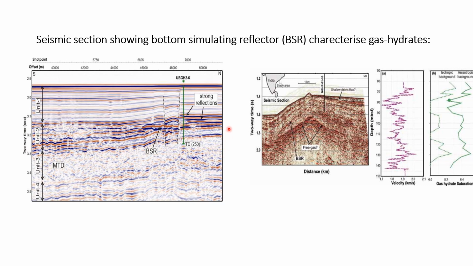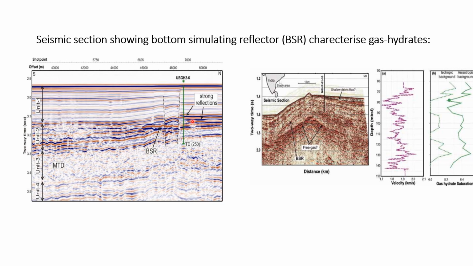Here, with the help of this seismic section we can tell if there is a presence of gas hydrate or not. The property of gas hydrate is that if there is presence of gas hydrate, then we will find in the seismic section an anomalous seismic reflector which will just mimic the bottom of the seafloor, which is known as bottom simulating reflector.